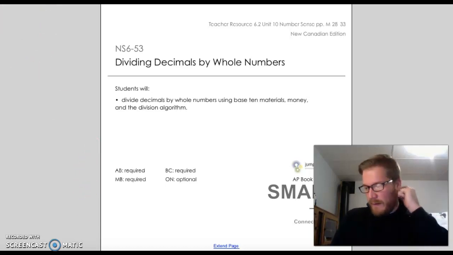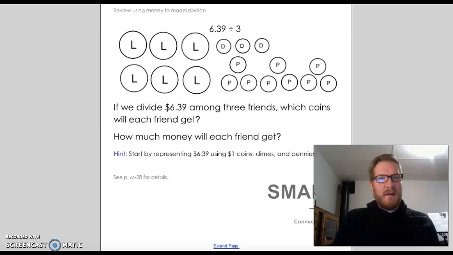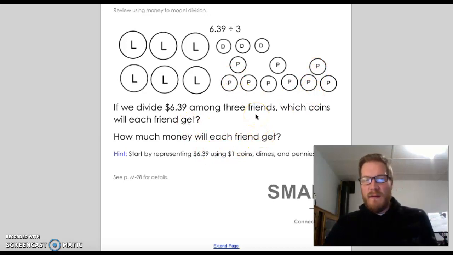Where we're going to start is using some base 10 stuff. Where we're going to start is using money stuff, actually. We have this question here where it's 6.39 divided by 3, and what we're going to do is imagine that it's $6.39. I have it roughly out here: loonies, dimes, and some pennies. This is a nice, simple question where all these numbers are divisible really well by 3.